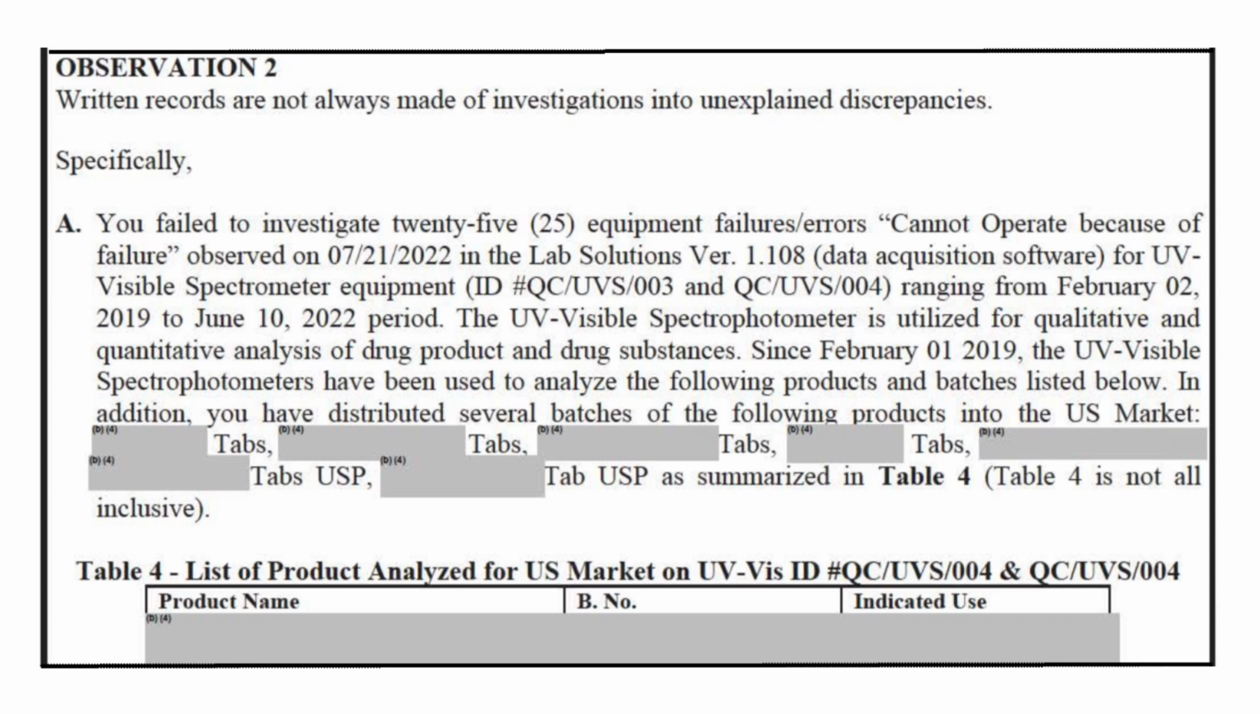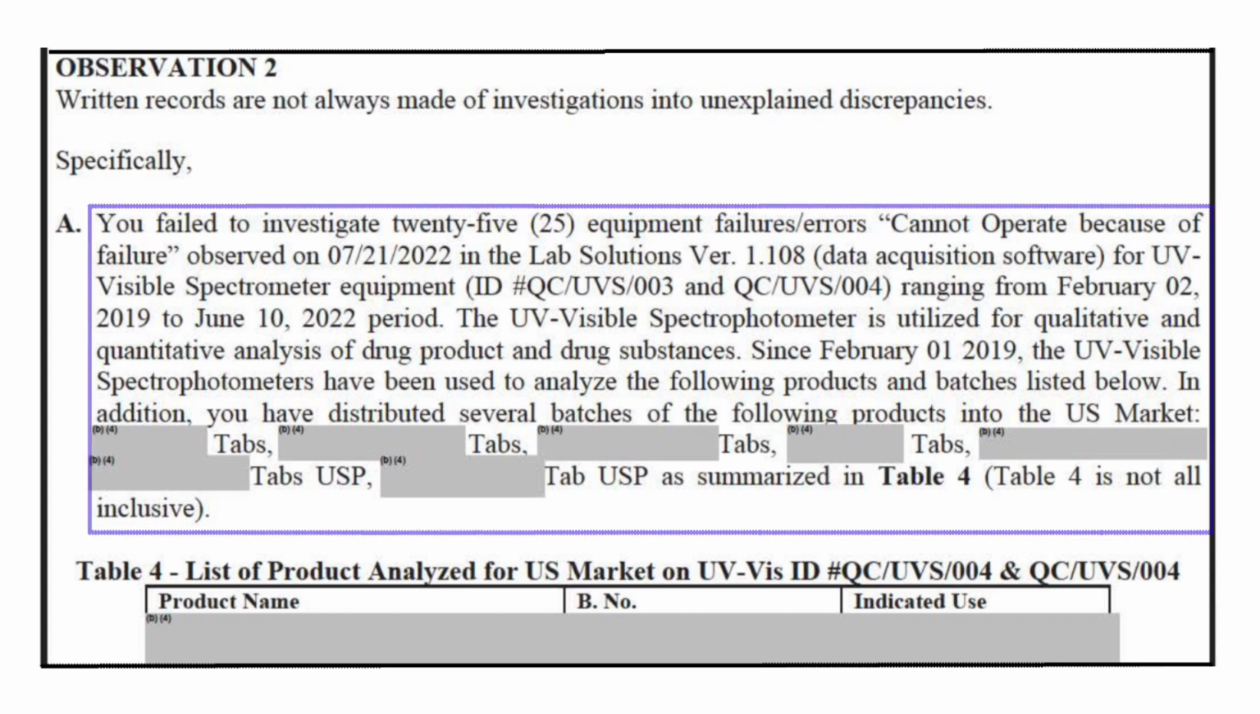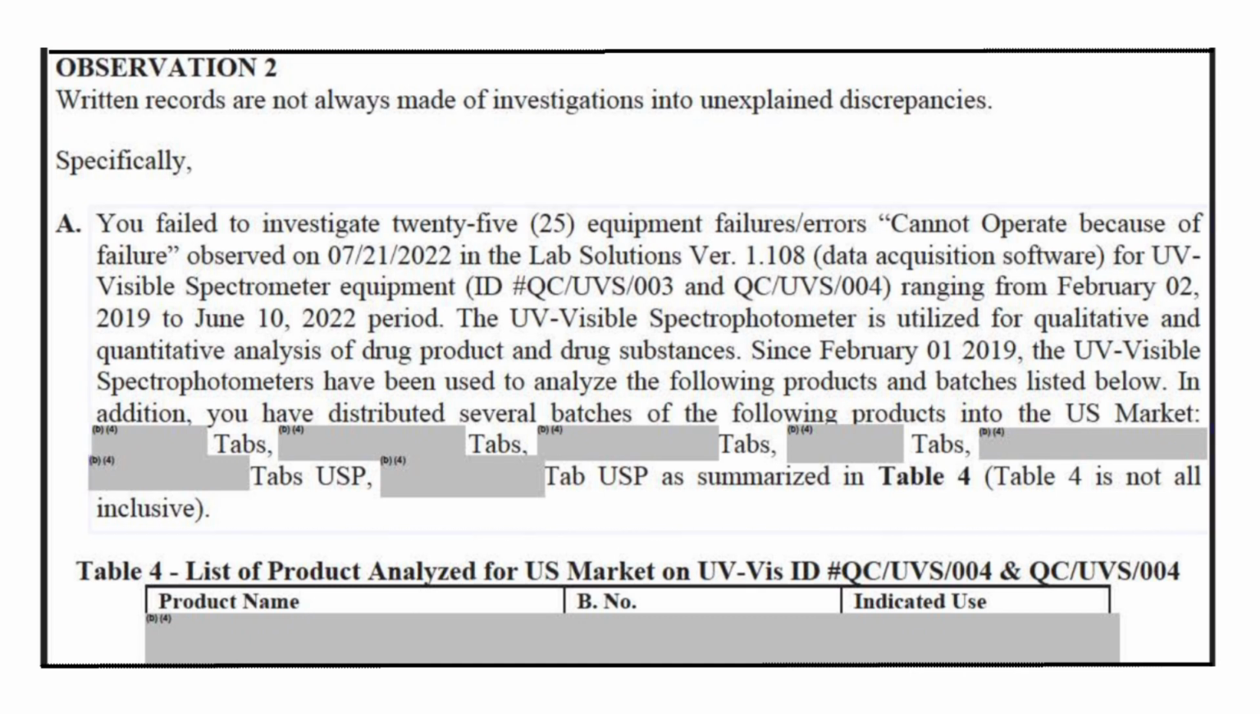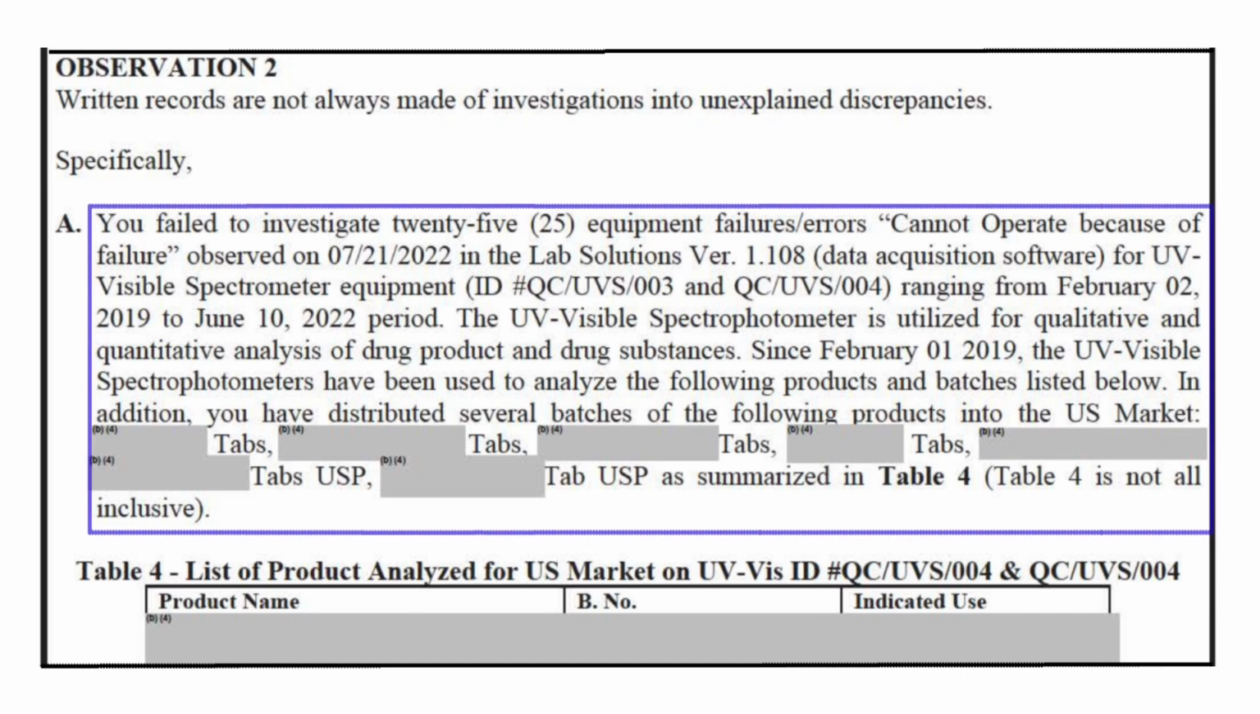Under this observation, auditors observed that there were around 25 instrument failures for the UV instrument from Feb 2019 to June 2022. Now what is the cause for these many failures? That was not investigated. And during the QC lab round on 20th of July 2022, auditors observed an instrument failure, but the same was not addressed and investigated. Along with this, auditors also observed that there was no instrument usage logbook.